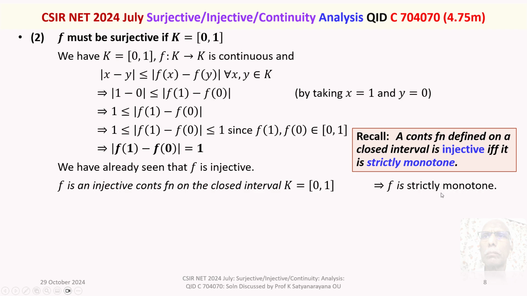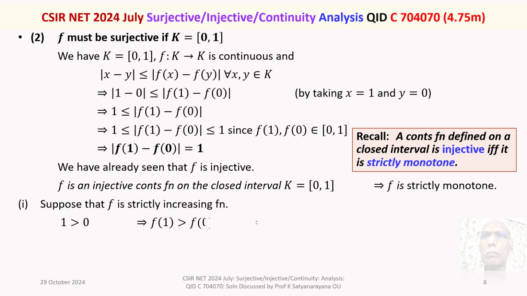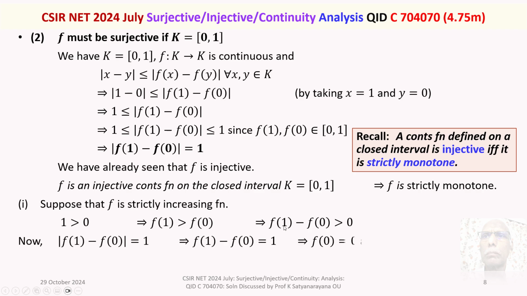Strictly monotone means it may be strictly increasing or strictly decreasing. Let us consider first, suppose that f is a strictly increasing function. Now, 1 greater than 0 will imply f of 1 greater than f of 0 because f is strictly increasing, and thereby f of 1 minus f of 0 is greater than 0. Go back to this. So modulus of f of 1 minus f of 0 is equal to 1 will imply the modulus will go away because f of 1 minus f of 0 is greater than 0. So f of 1 minus f of 0 is equal to 1.